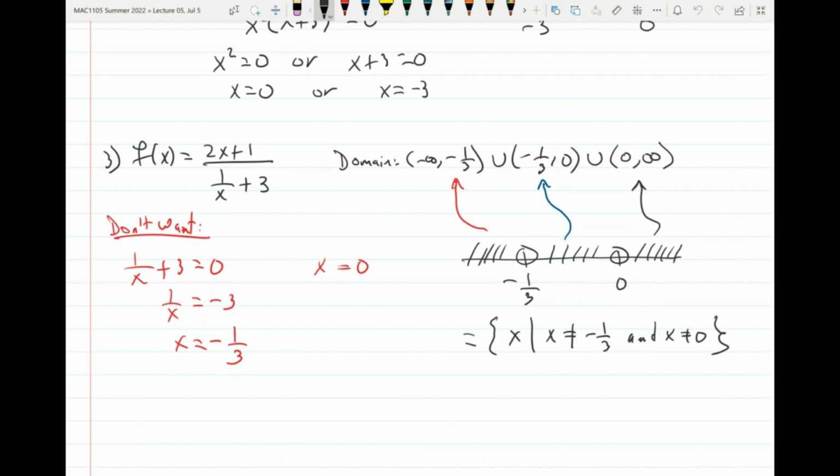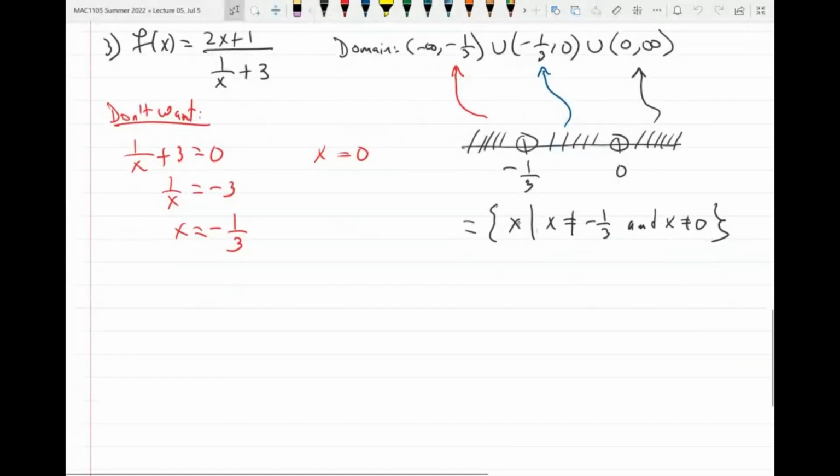But typically in the question they will ask you to write the answer in interval notation, or they expect you to give the answer in interval notation. So we do this. Understand? You can also write this if you're not being told otherwise. Okay. All right. Questions?